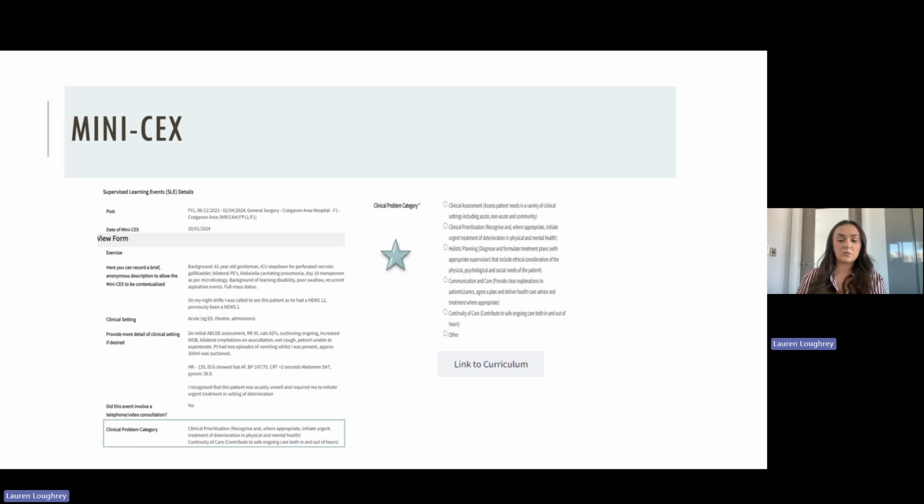You will give a brief description of the case, write about your assessment of the patient, your findings, any investigations you ordered, and any treatment provided. You will choose a clinical problem category, and then most importantly, you will reflect on the clinical encounter and link the case back to the FY1 curriculum.